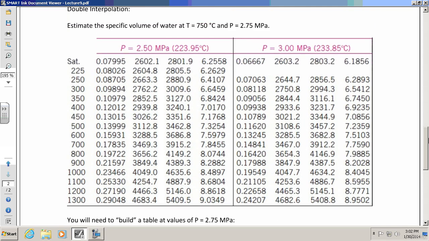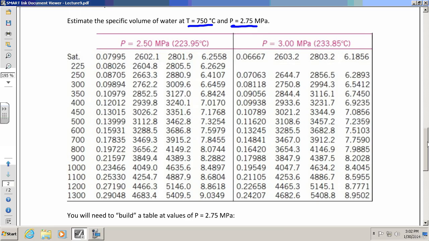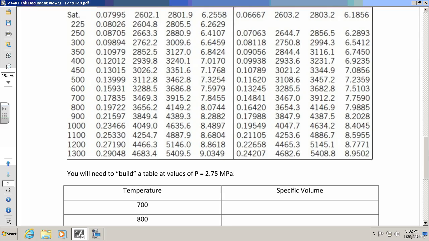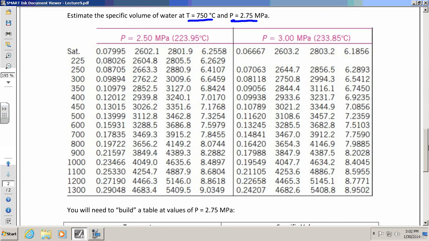Here's what we got. Again, temperature 750 degrees C, pressure 2.75 megapascals. So I'm going to build a table for 2.75 megapascals. By the way, I need the specific volume, and I didn't make this clear. This is the specific volume. It's the first column in each one of those tables. Specific volume.